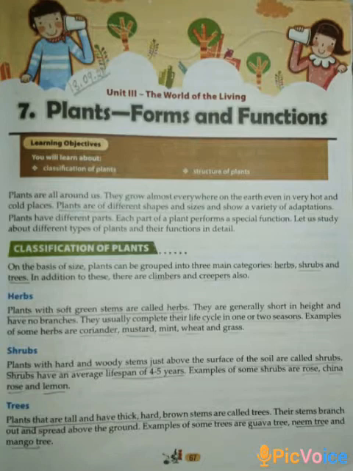Then trees. Plants that are tall and have thick hard brown stems are called trees. Their stems branch out and spread above the ground. For example, guava tree, neem tree and mango tree.